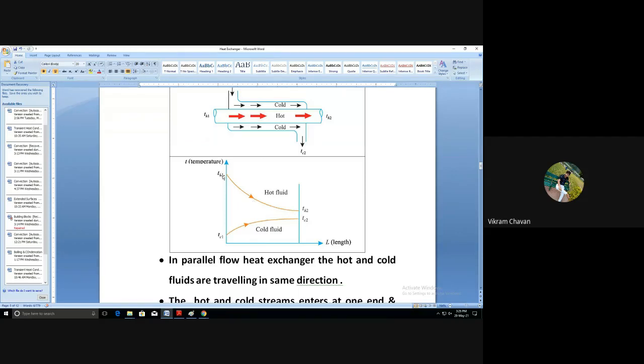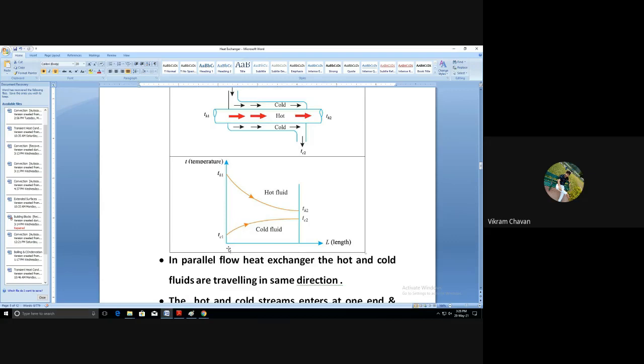Now here, while problem solving, we are dealing with the temperature versus length diagram, or temperature versus length graph. While drawing this graph for the parallel flow heat exchanger, you have to show the arrows in the same direction. You have to show the inlet temperatures for cold fluid and hot fluid on one side, and the outlet temperatures on another side. That will represent that the diagram is for the parallel flow heat exchanger.